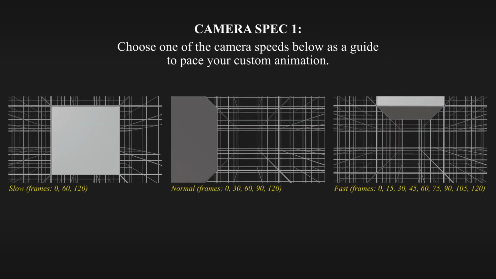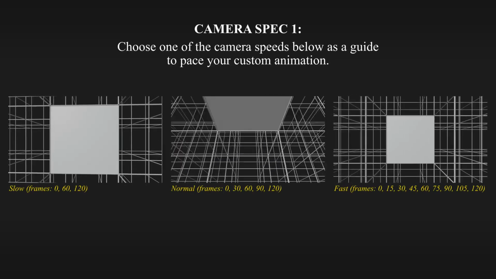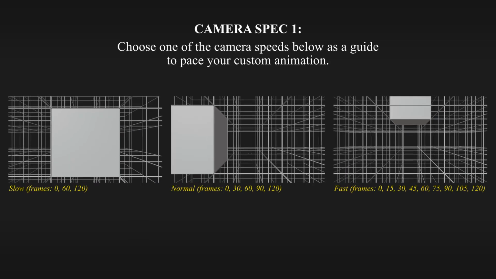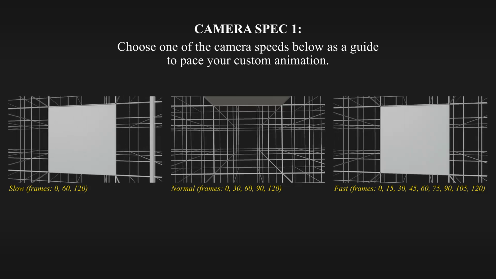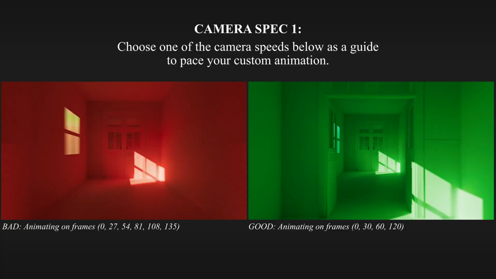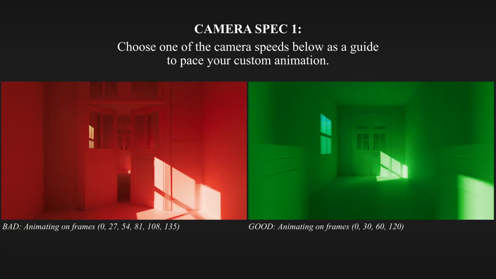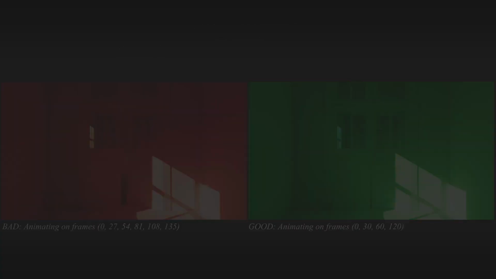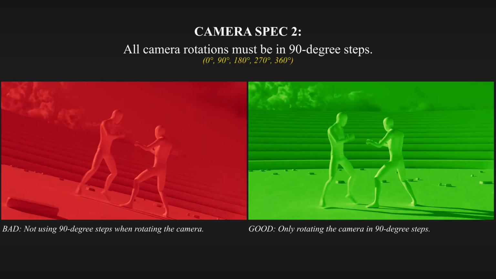The first camera limitation that we have is timing, and we have 3 speeds for you to choose from: slow, normal, or fast. Each of them has their respective keyframes that you can move the camera on. The normal speed example on the right is using the correct frames for timing, and the one on the left is not. The second limitation is 90-degree steps only.